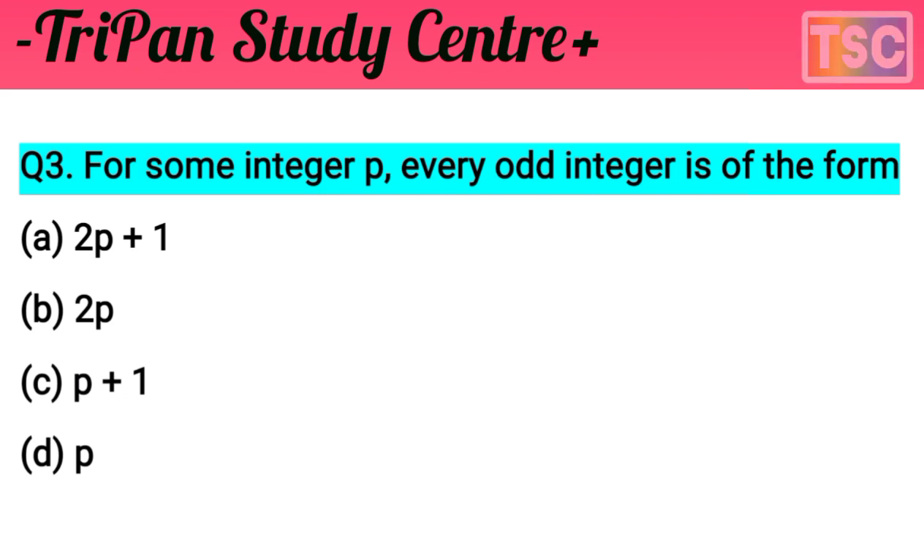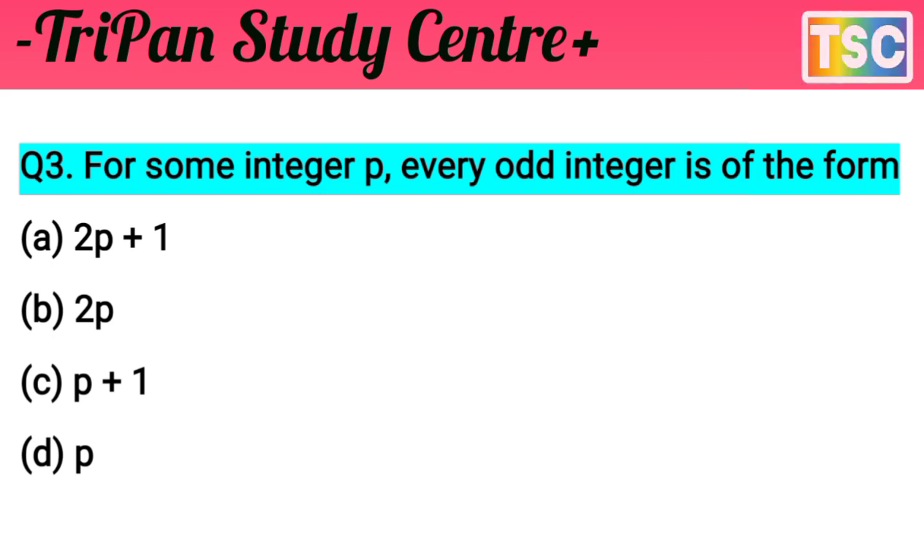p is not necessarily an odd integer here, and C, p plus 1, is not it, and B, 2p, is never odd, but A, 2p plus 1, that's the important answer. For some integer p, every odd integer is of the form 2p plus 1. That is the correct answer.